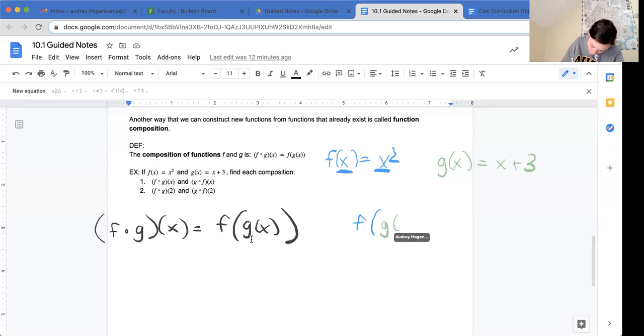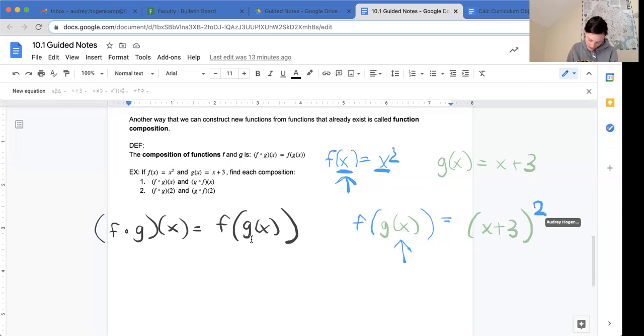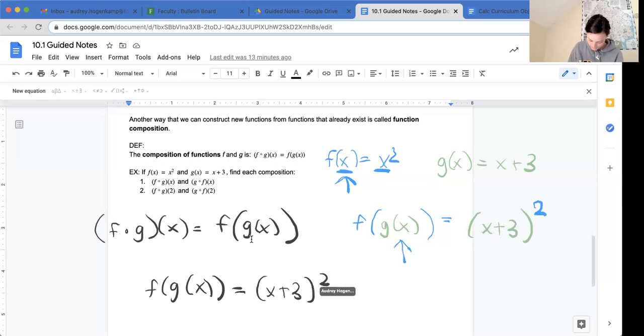So our x is x squared, except now we don't want f of x, we want f of g of x. Anytime we see an x, we're not going to write an x, we're going to replace it with g of x. So if I look at my f of x function, I see x squared. But instead of writing an x, wherever I see an x, I'm going to put an x plus 3. So my composite function, f of g of x, is equal to x plus 3 quantity squared.